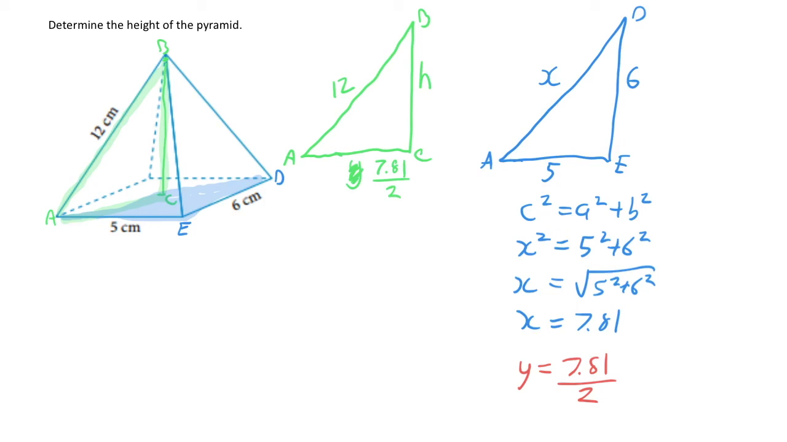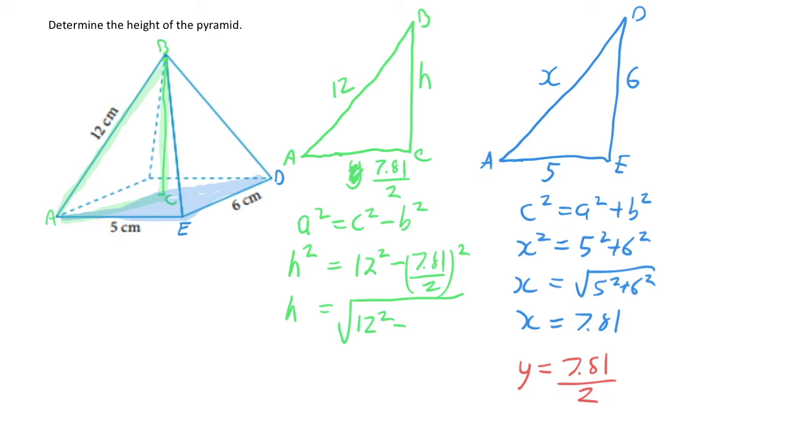I can do that using Pythagoras, but this time, instead of using c squared equals a squared plus b squared, because I already know the hypotenuse, I'm going to use a squared equals c squared minus b squared. So substituting in the values, h squared is going to equal 12 squared minus 7.81 over 2, and that's going to be squared as well. So h is going to equal the square root of 12 squared minus 7.81 divided by 2 squared. So h is going to equal 11.35.